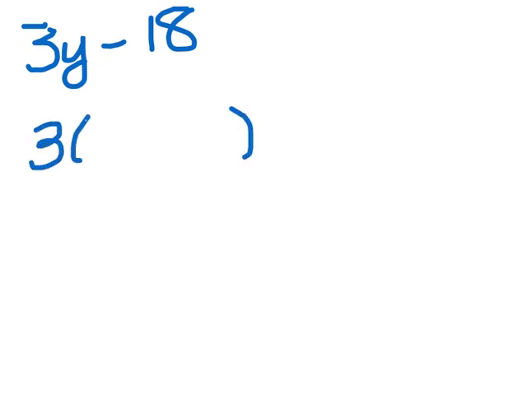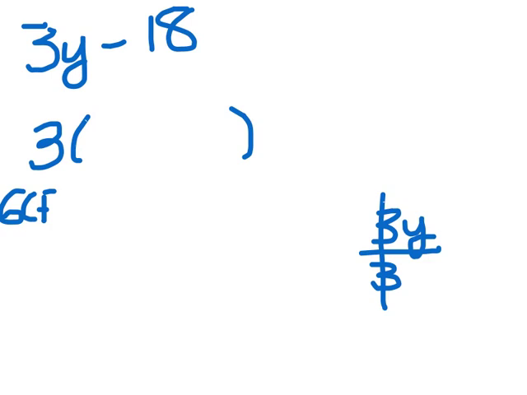Let's do 3y minus 18. What could you divide into both of those terms? 3. So I'm going to take a 3 out. That is the greatest common factor. Remember, the greatest common factor is the biggest thing that divides into two things, isn't it? What would be left out of 3y if I divide the 3 out? y. See how that works?